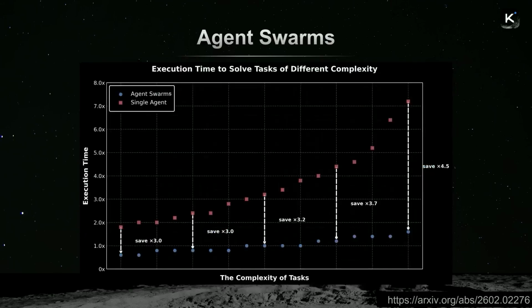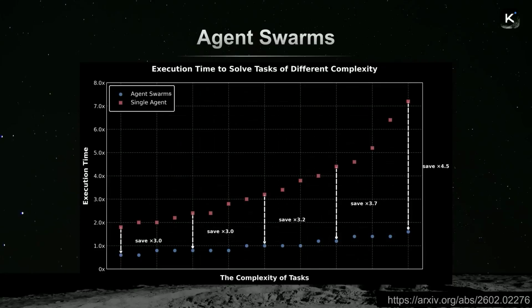And this is another perspective to look at this new paradigm. The x-axis is the complexity of the task, and the y-axis is the execution time. The complexity of the task is measured by the accuracy of a group of models on such tasks. So you can see with agent swarms, it's going to substantially reduce the execution time compared to single agents. It is going to be more effective.